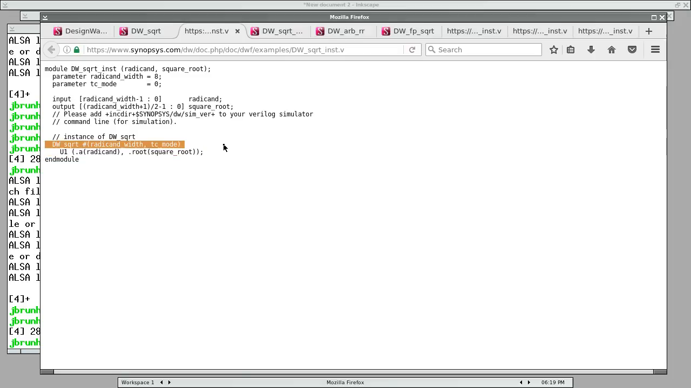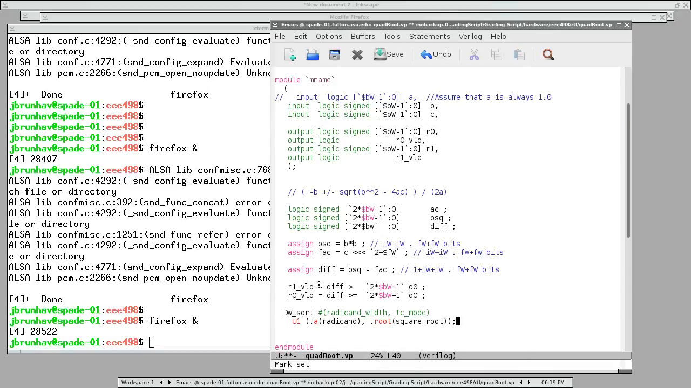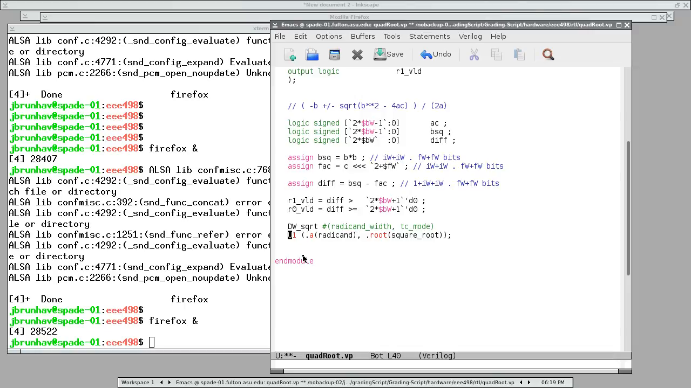TC mode. So that's how we instantiate. So this gets the diff root, the radicand width is this. That's probably overkill.